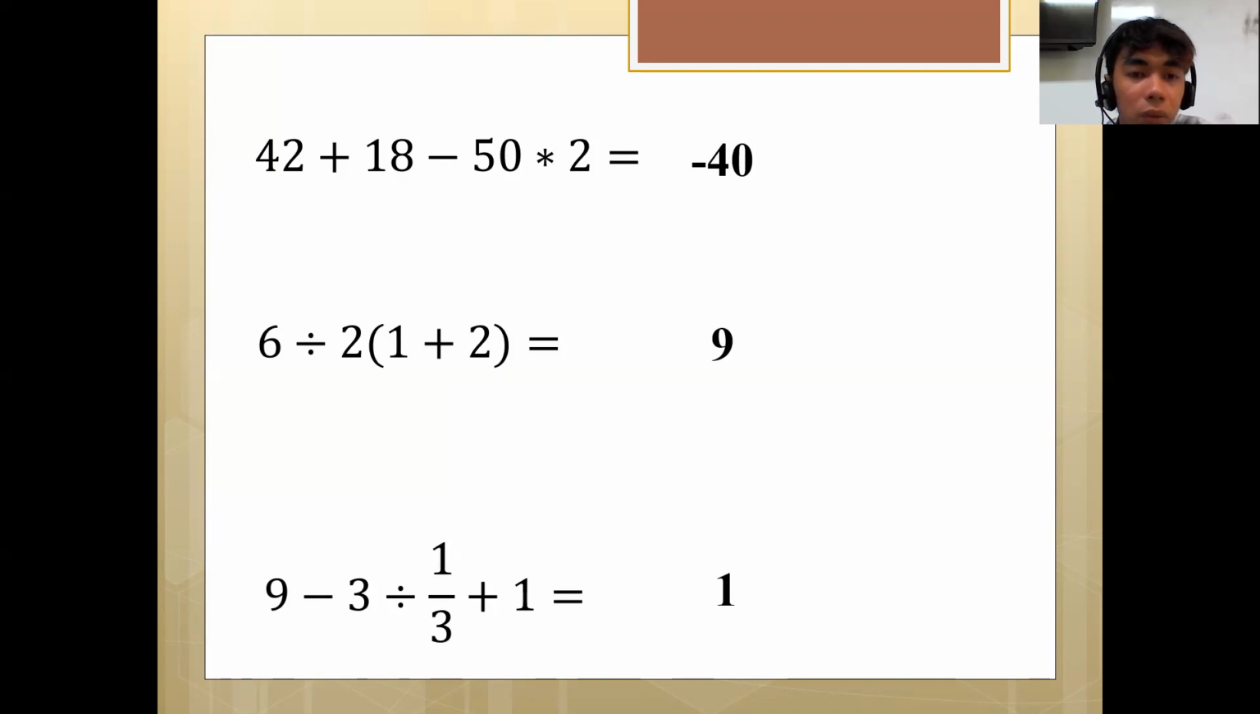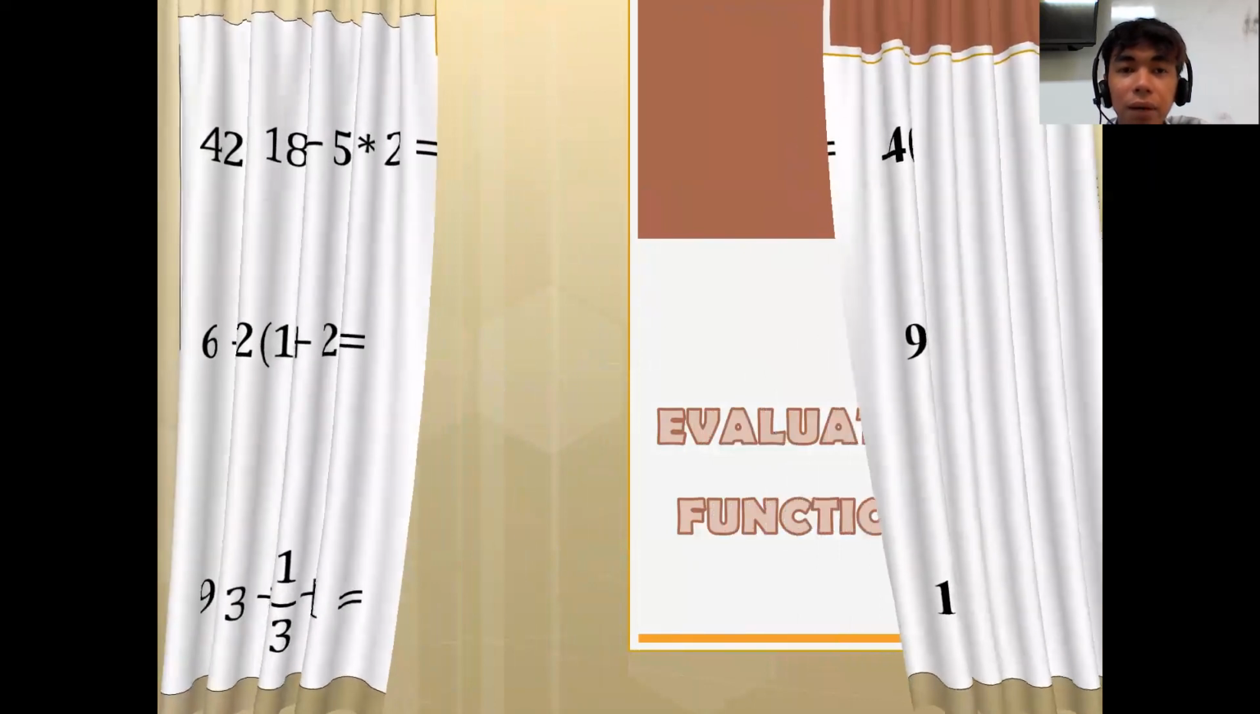Just like here in question number 2, we have 6 divided by 2 times the quantity of 1 plus 2. So we need to solve first the parenthesis, because that is the PEMDAS. 1 plus 2, we have 3, and then we have now 6 divided by 2 times 3. And then since division comes first before the multiplication, you need to divide first. So 6 divided by 2, we have 3 times 3 is equal to 9. Okay?